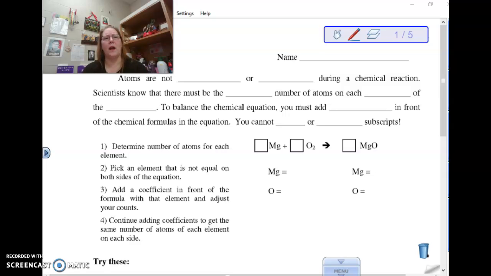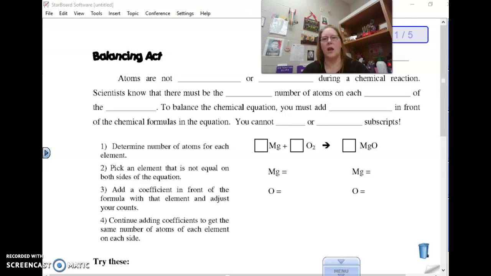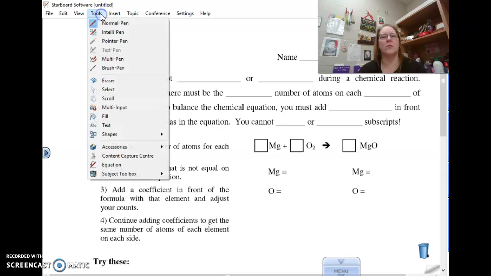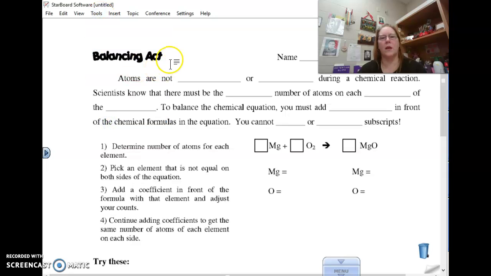So I'm going to move myself out of the way over here, and we're just going to talk the basics here real quick. We know that matter and atoms are not created or destroyed.